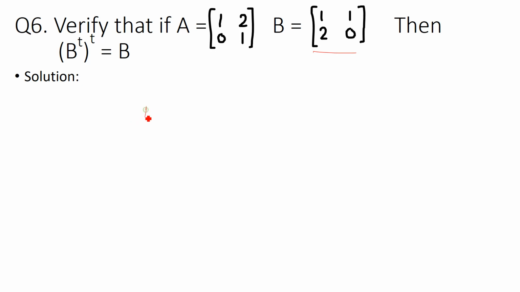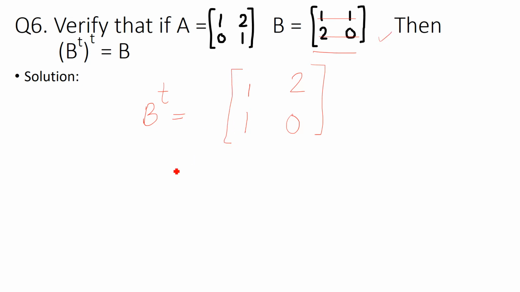Here is the B transpose, this one we have to consider. So here I will write B transpose, right? First you have to take the transpose of B. So this is one row, make it a column: 1 1. This is another row: 2 0. This is the B transpose. Now do not consider this one.